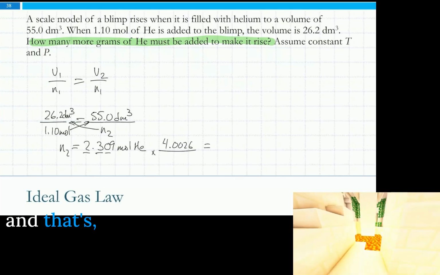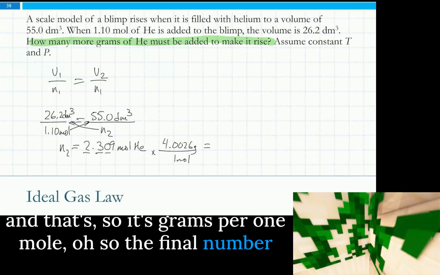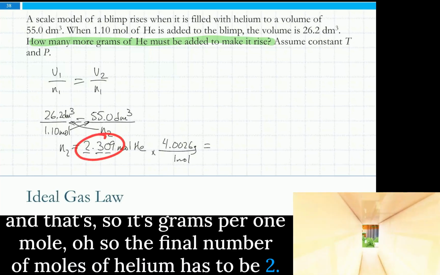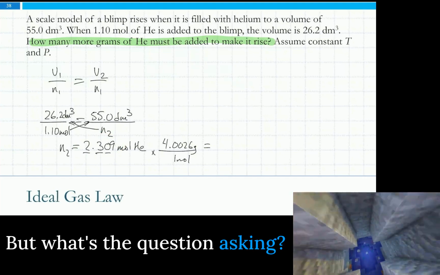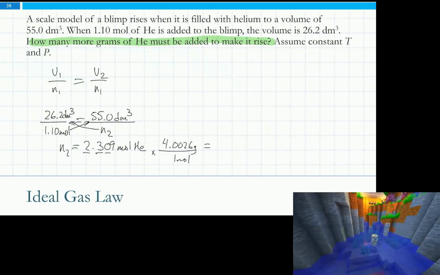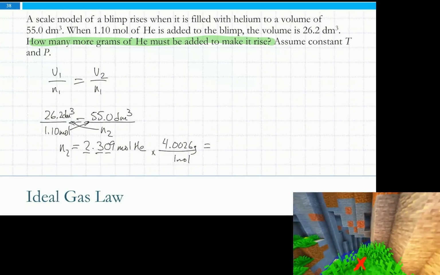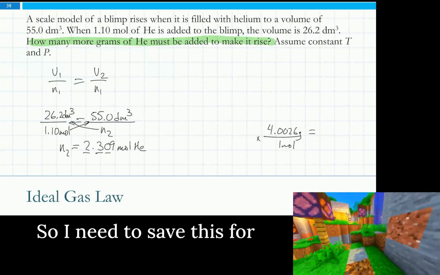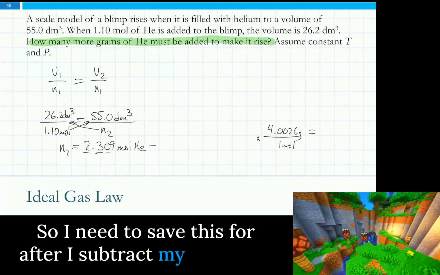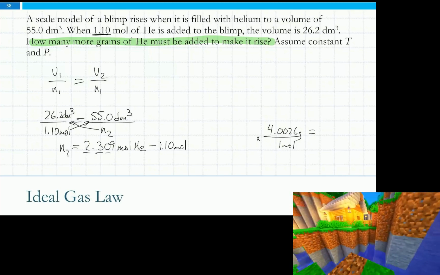4.0026, and so that's grams per 1 mole. Oh, so the final number of moles of helium has to be 2.309. But what's the question asking? How many more? So I need to save this for after I subtract my already 1.1 moles. That's what I was missing.